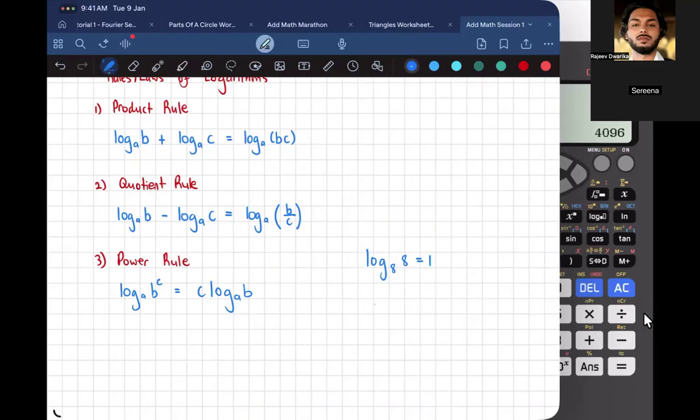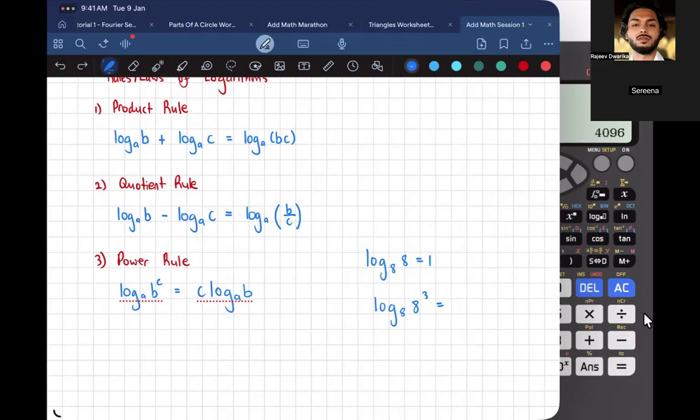Now, the whole point of the log function is to give you the power. So if I had something like log base 8 of 8 to the power 3, and it already has the power over here, what do you think this whole thing would be equal to? Serena, let me know if you're there. Yes, I'm there. Do you have an idea what the answer might be? It would be 3 log 8. No, it could just be 3.